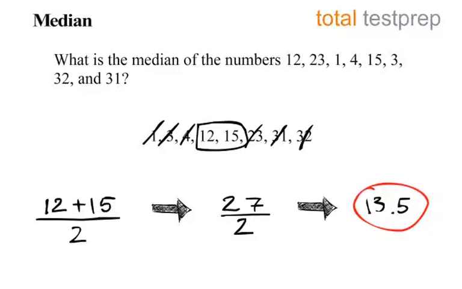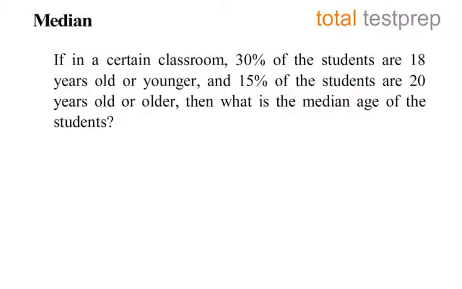In general, when you have an even number of numbers, when you have 6 numbers, or 8 numbers, or 50 numbers, or 20 numbers, the median is the average of the two numbers in the middle. If you have an odd number of numbers, the median is going to be just the number in the middle. So let's take a look at a question.